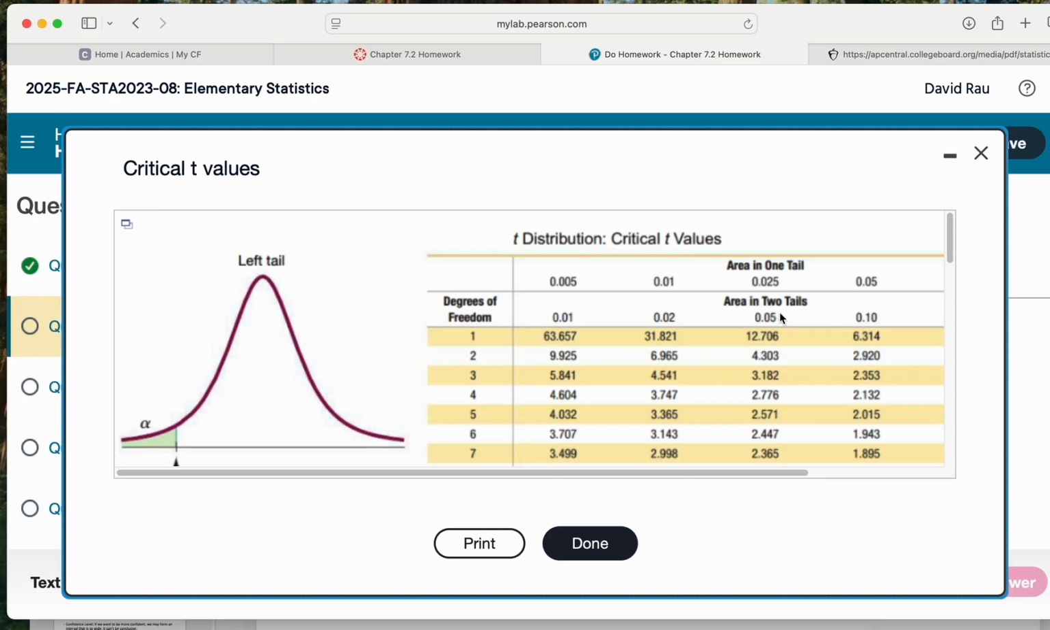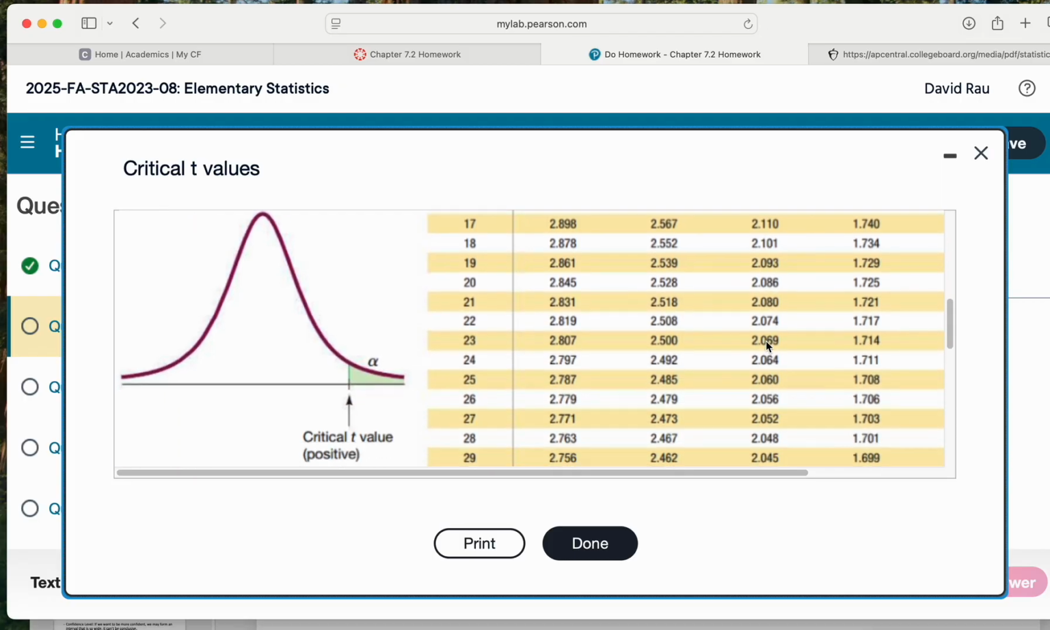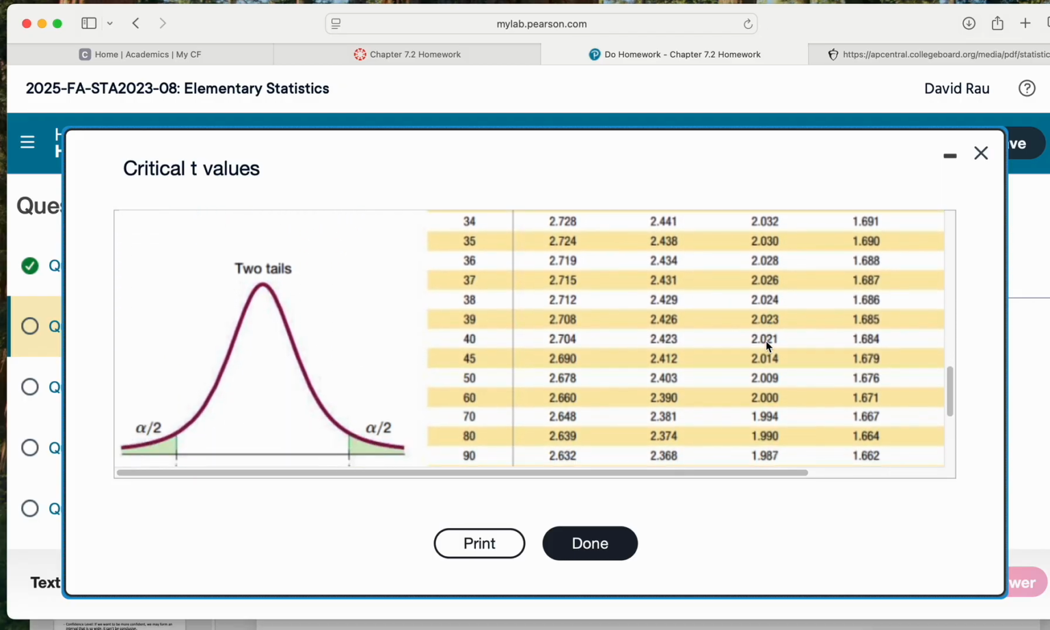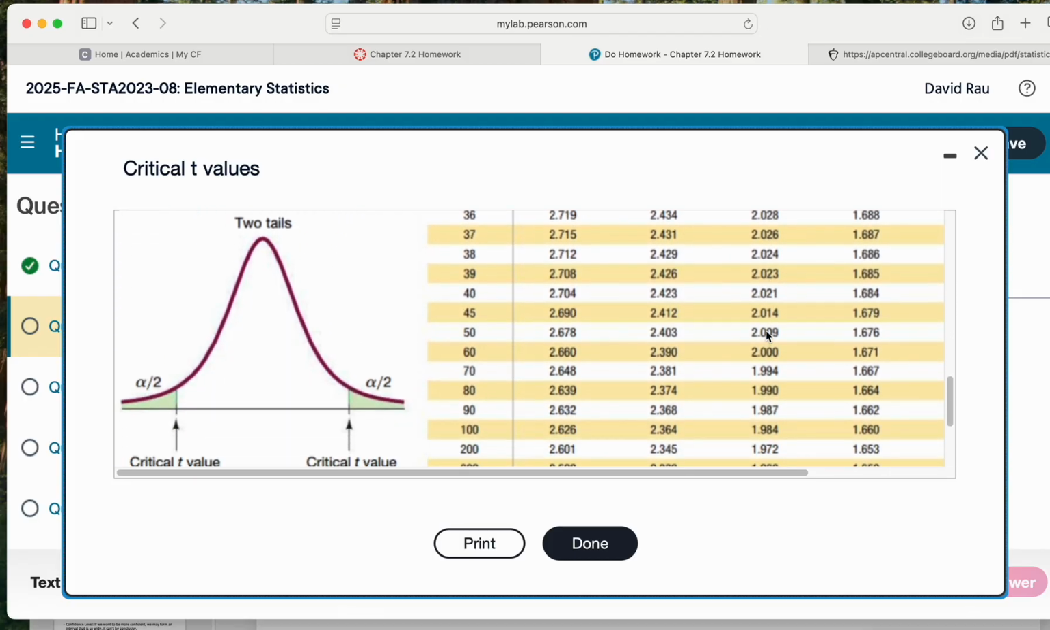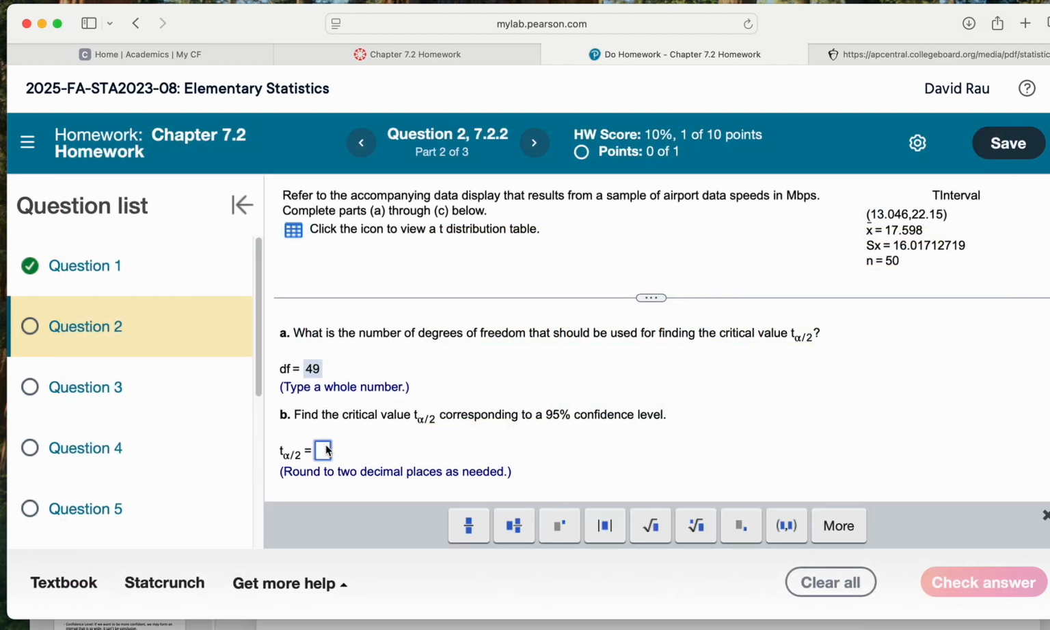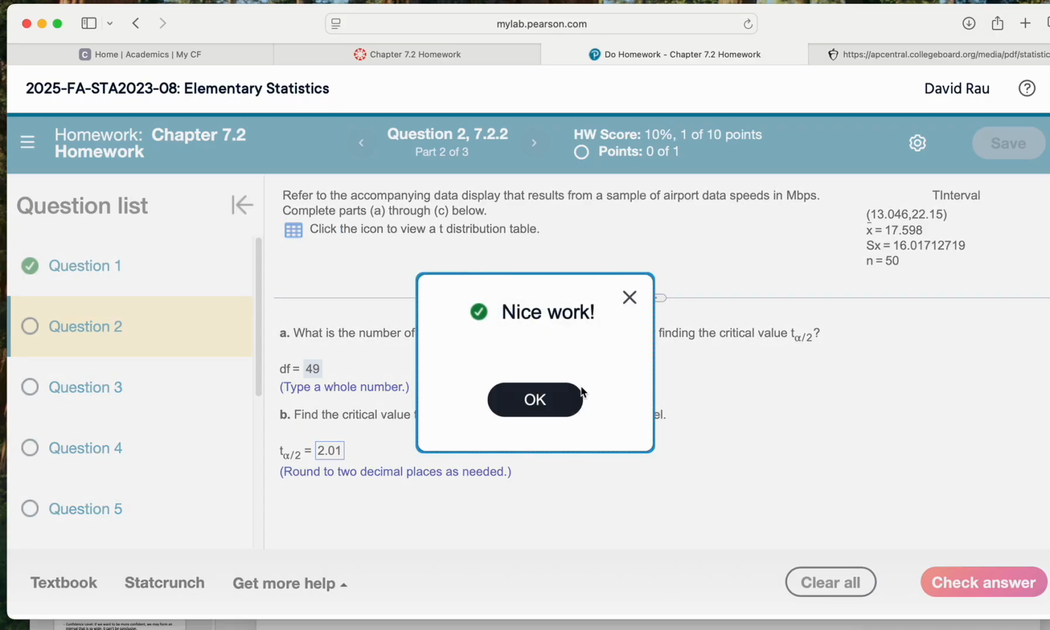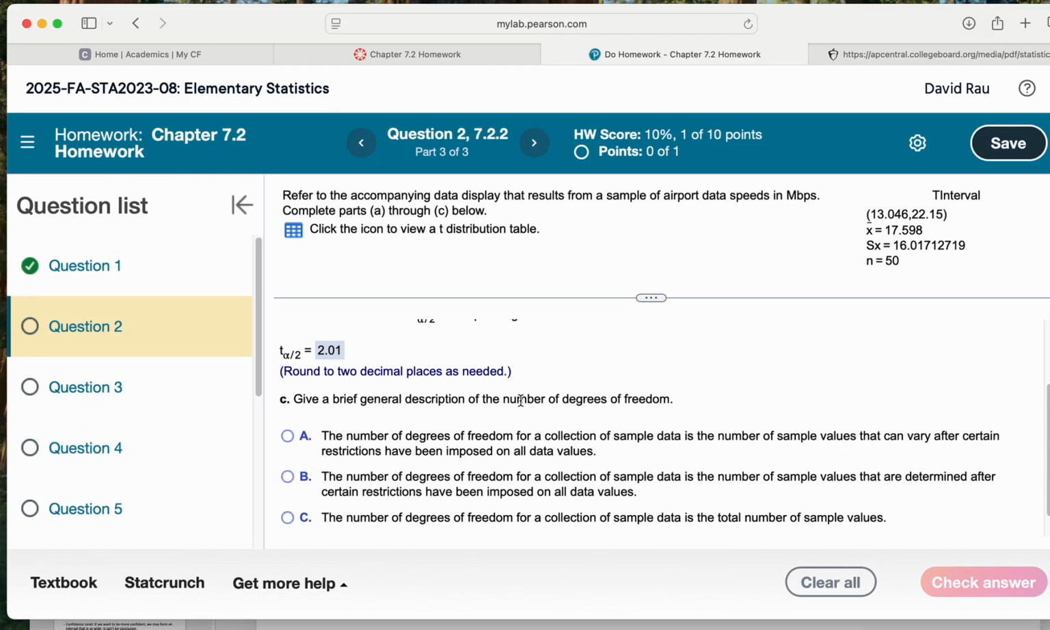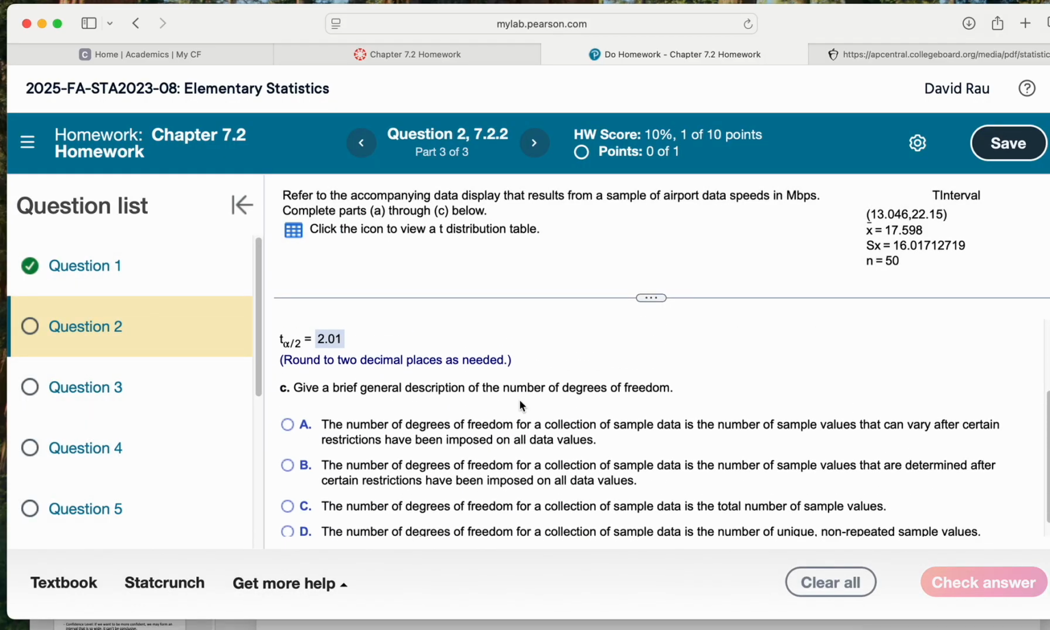So let's see that. 2.5% in either tail or 5% in both tails collectively at degrees of freedom, let's see here, 45, because I should always round down. I get 2.014, which will just be 2.01. Great. And then, let's see here. Well, let's answer that degrees of freedom question.